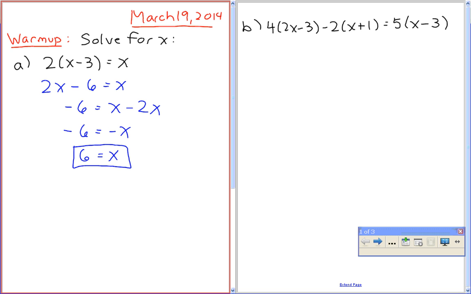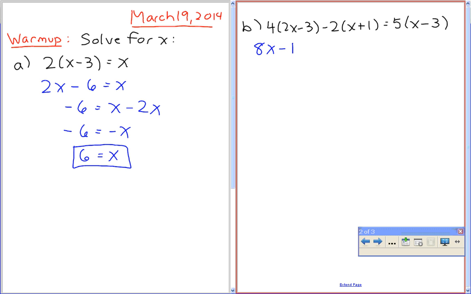Oh, yeah, 8x minus 12 minus 2x plus 2 equals 5x minus 2. Oh, John, I got you. Okay, John made one tiny, tiny mistake. Now, I shouldn't say that. Somebody made a tiny, tiny mistake.